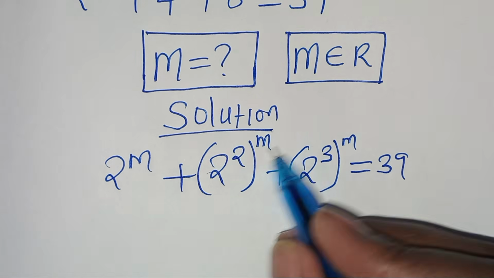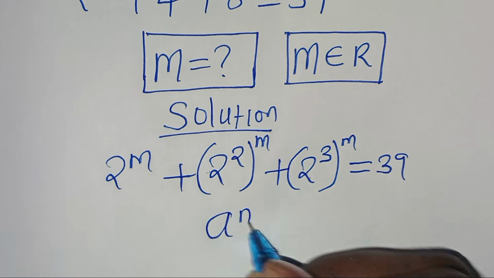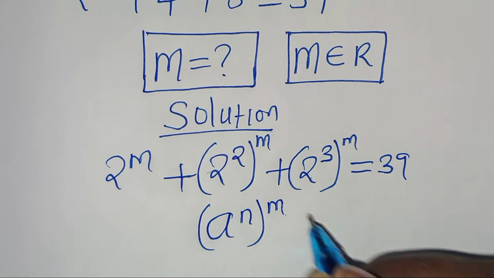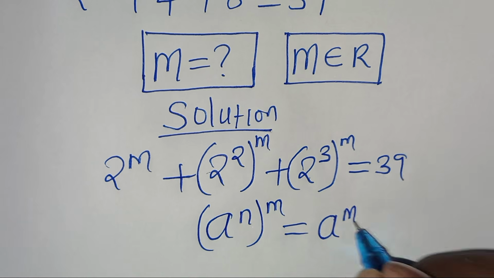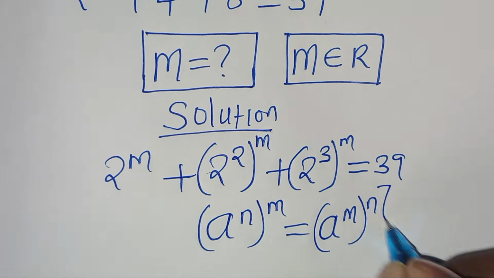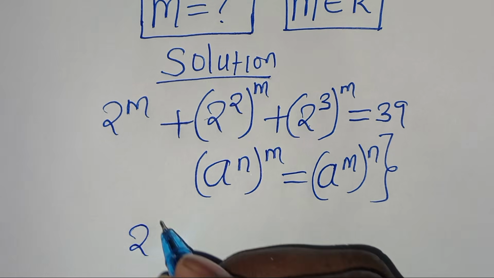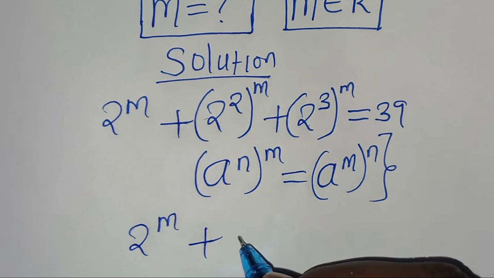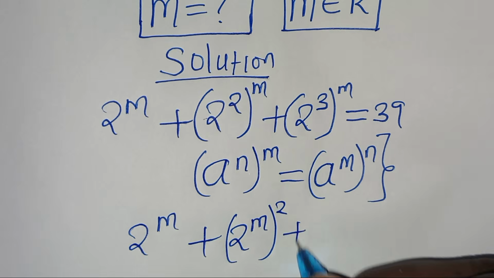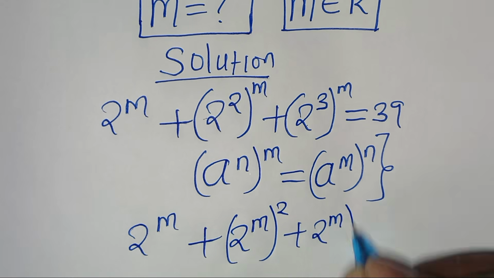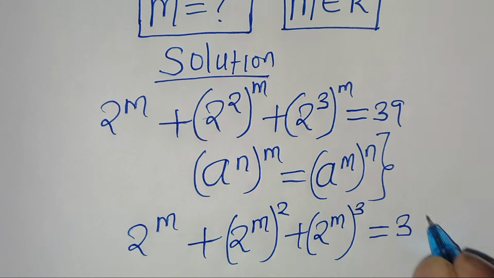2 to the power of 2 to the power of m and 2 to the power of 3 to the power of m. This is in the form of a to the power of n raised to the power of m, which can be expressed as a to the power of m raised to the power of n. Applying this exponent property, we have 2 to the power of m plus 2 to the power of m raised to the power of 2, then plus 2 to the power of m raised to the power of 3. This is equal to 39.